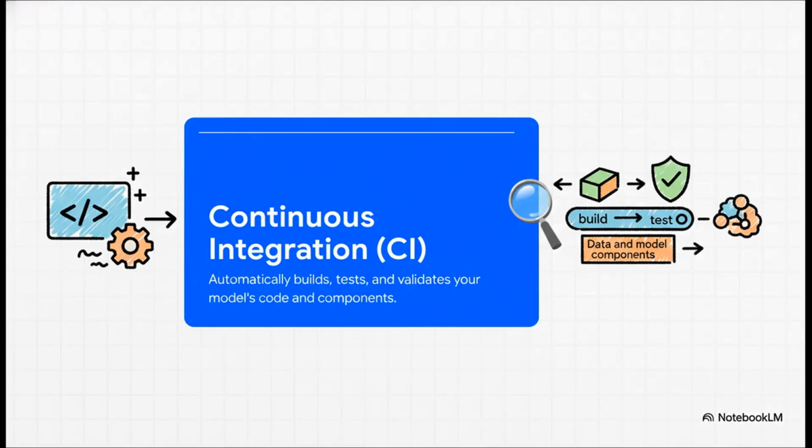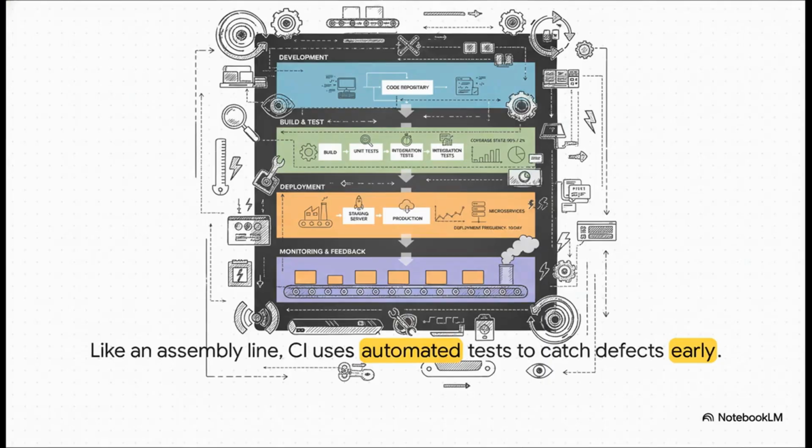First up, we've got continuous integration, or CI. You can think of this as the first line of defense for quality. Every single time a developer pushes new code, an automated system jumps into action. It builds, tests, and validates everything, not just the code, but the data and the model itself. Honestly, the best way to picture CI is like this factory assembly line. The code comes in at the top, and then it moves through all these automated checks, unit tests, integration tests, the whole shebang. It's all about catching any little defects super early, long before they have a chance to become big, messy problems down the road.